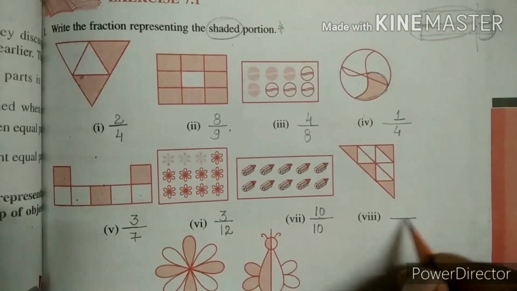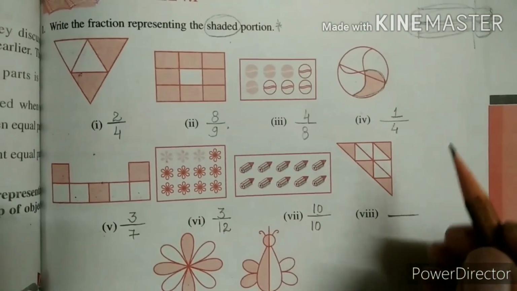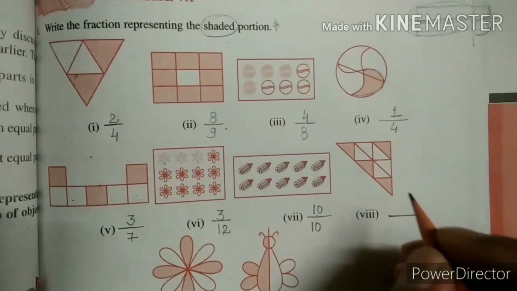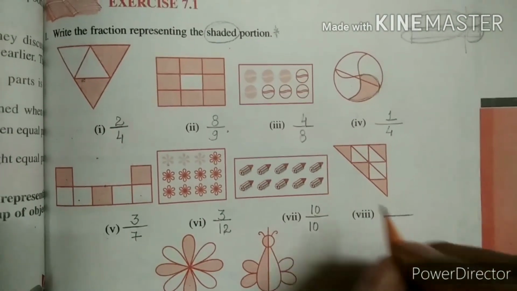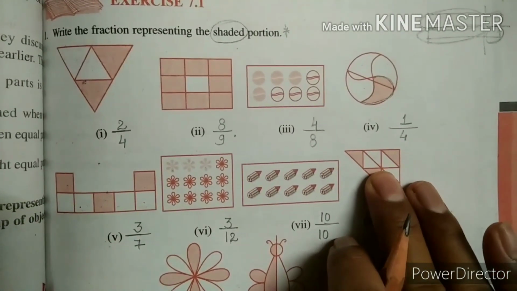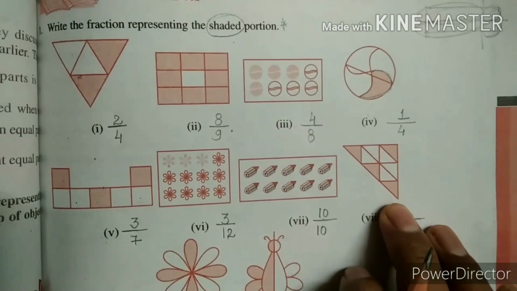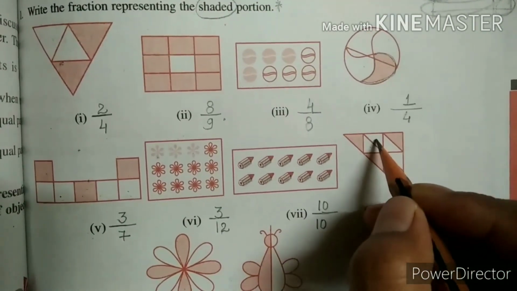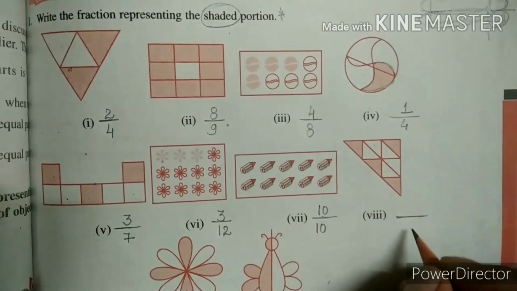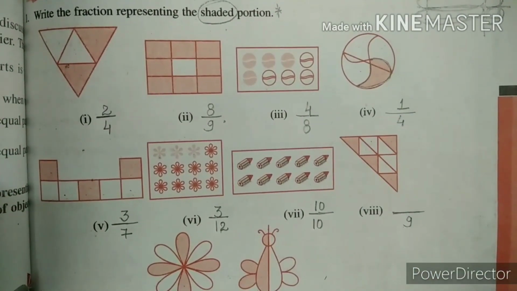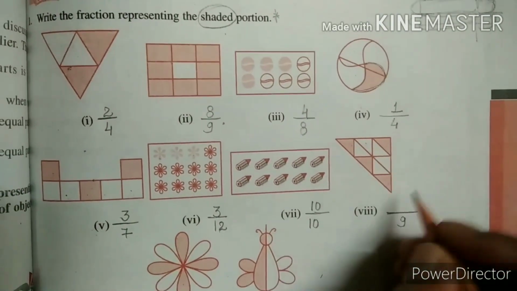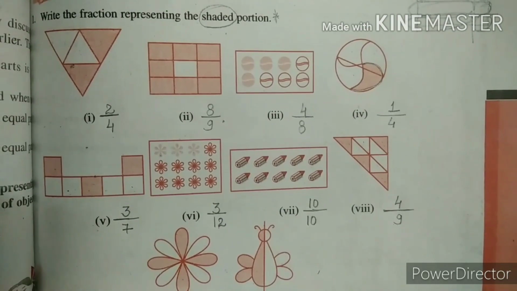Now eighth, in eighth we have a single object, but that single object is divided into small triangles. Let's see how many triangles are here. Firstly we will see the first line, then the second line, then the last. So 1, 2, 3, 4, 5, 6, 7, 8, 9. 9 parts are here. And how many are shaded? 1, 2, 3, 4. 4 are shaded.